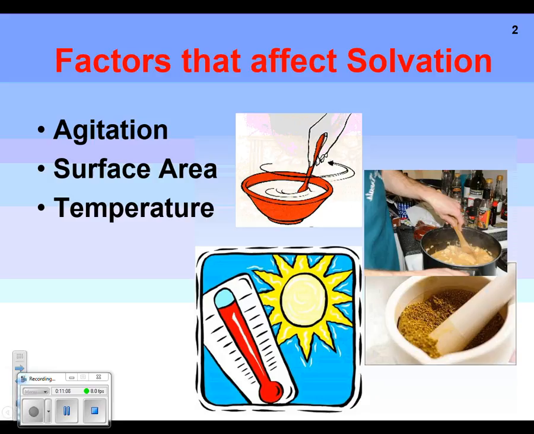This is a fancy word. Factors that affect solvation. No, it's not like praise the Lord kind of salvation. Okay. It is how well it dissolves. That's what solvation means.